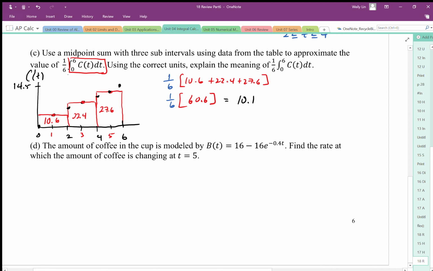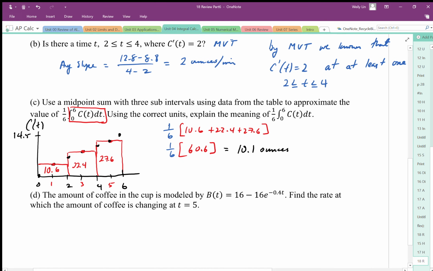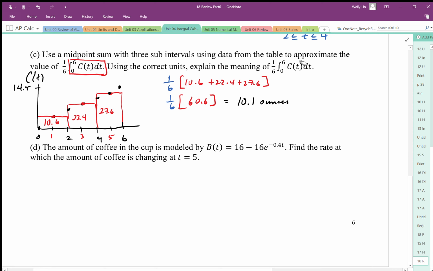Now this is the average value formula. We're trying to find the average value of C in ounces over the time interval t equals 0 to t equals 6. So this expression indicates the average value formula, and the average value formula is really the mean value theorem in integral form. If you recognize that, we know that we're talking about the average value of C, and the units must be in ounces.